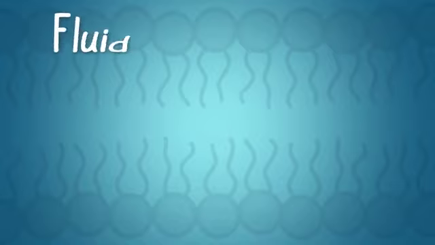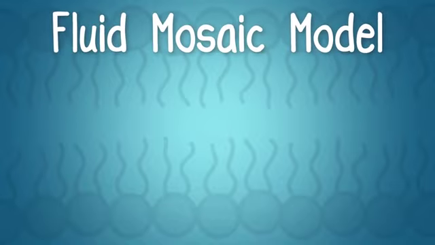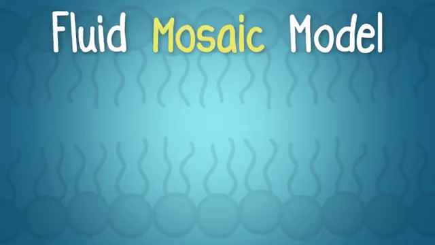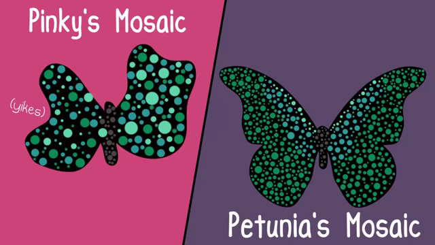We should mention that the fluid mosaic model is often what we use to describe the cell membrane. A mosaic, in case you've ever created one, like we did in some of our art classes over time, arranges many small pieces together to make some large piece.